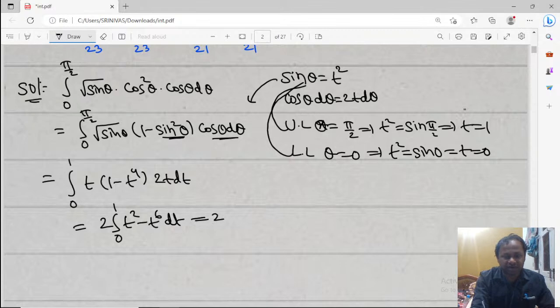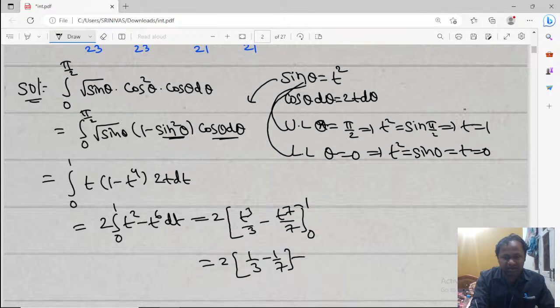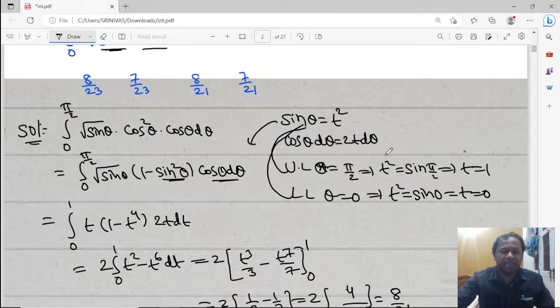So that is equal to 2 into integration t cube by 3 minus t power 7 by 7, limits will be 0 to 1. If we substitute, we will get 1 by 3 minus 1 by 7. So 2 into LCM will be 21, 7 minus 3, 4, 4 2s are 8 divided by 21. So answer is 8 divided by 21. Okay. So this is substitution method.